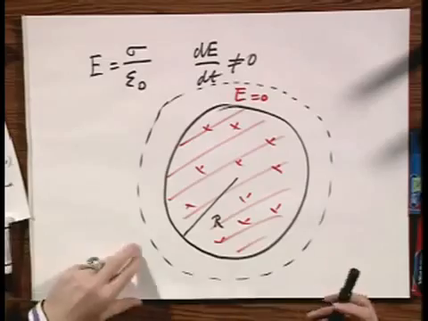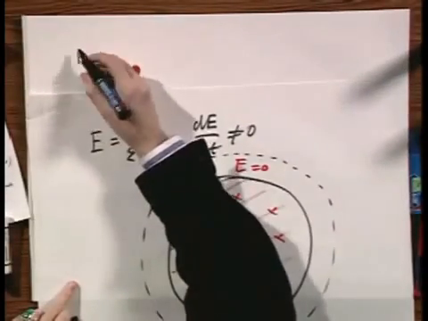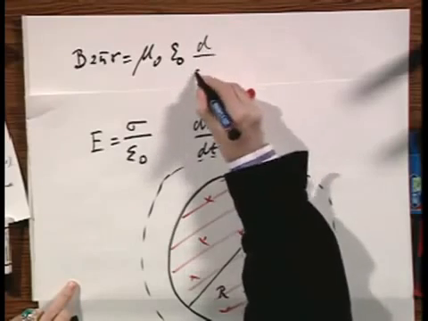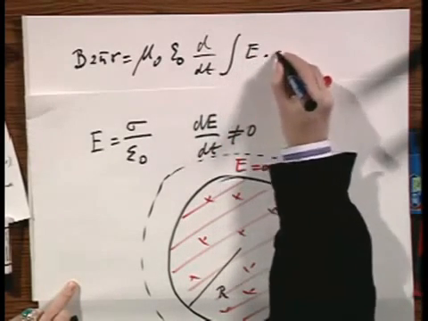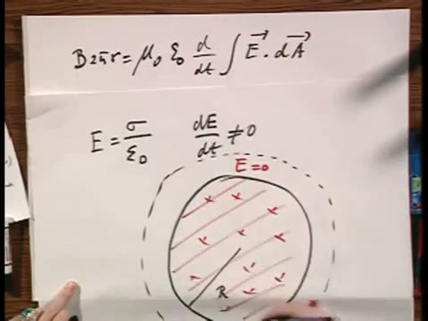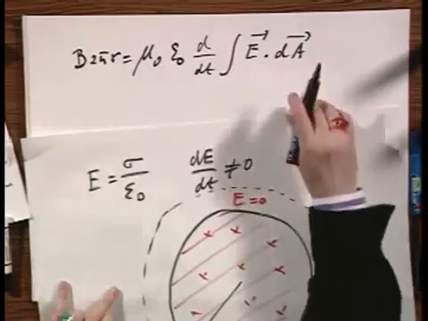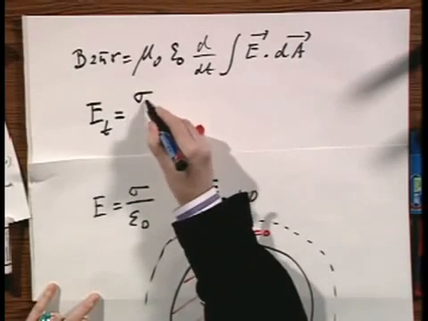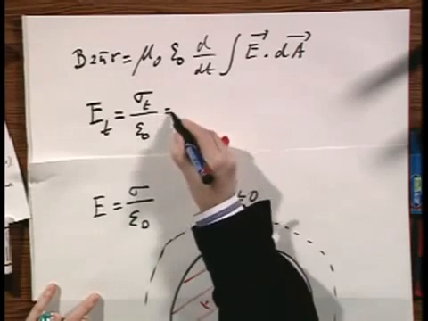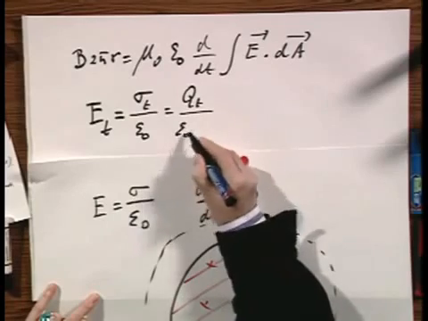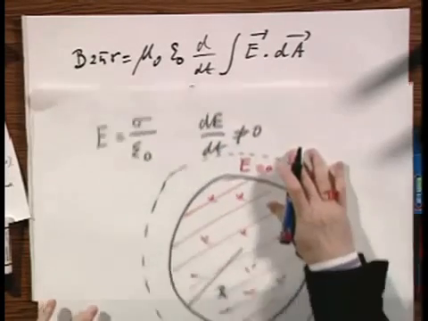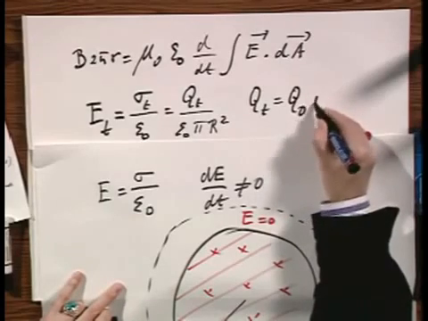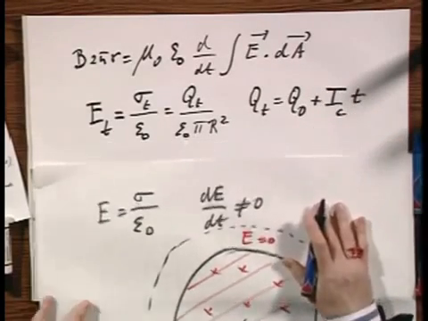Now I have to do the closed loop integral of B dot dl. B times 2 pi r equals mu0 epsilon0 d/dt integral E dot dA. And this is the surface, and E and dA are in the same direction, so I can immediately drop the dot product. What is E as a function of t between the capacitor plates? That is sigma, which is changing with t, divided by epsilon 0, which is the charge divided by epsilon 0 times the area between the plates, which is pi r squared. Q of t is growing linearly in time. At time t equals 0, it is Q0 plus the conduction current times t.